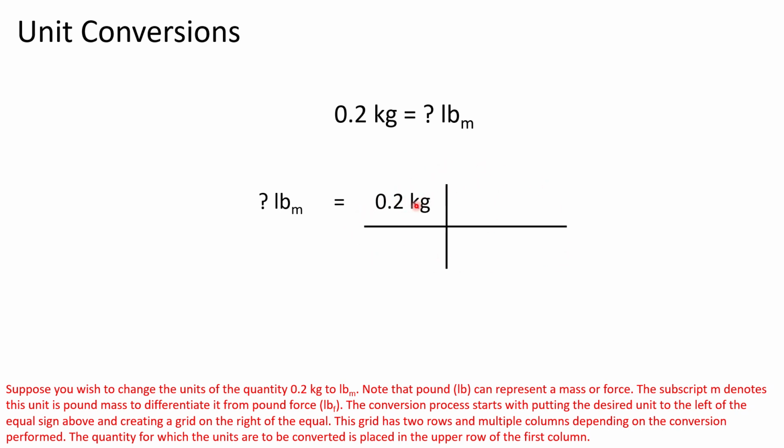The grid has 2 rows and multiple columns, depending on the conversion performed. The quantity for which the units are to be converted is placed in the upper row of the first column.